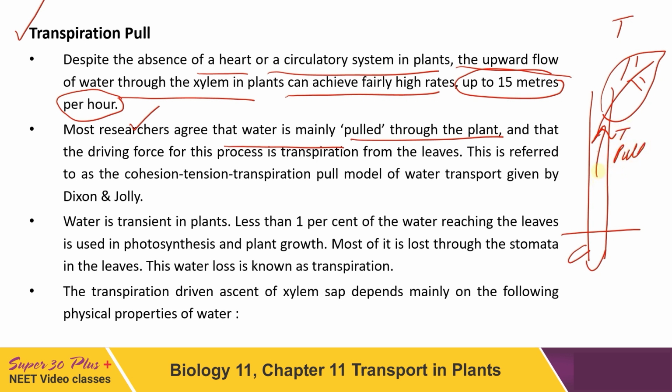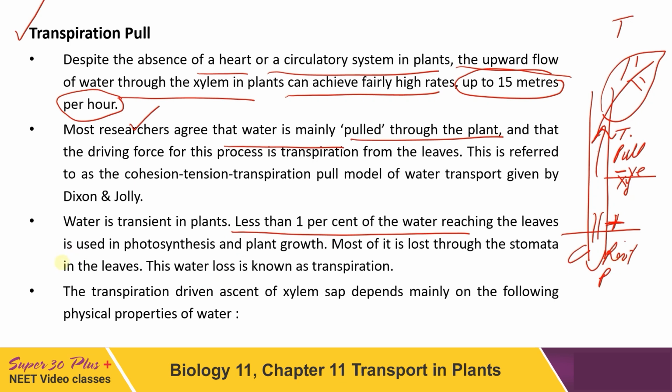Because of this transpiration pull, a sort of negative pressure will develop in the xylem vessel, while because of root pressure, the pressure in xylem will be positive. Remember this: the hydrostatic pressure will be negative because of transpiration pull, and positive because of root pressure.